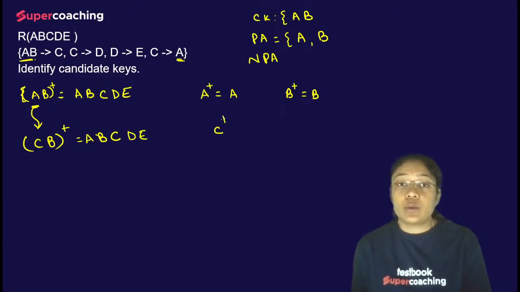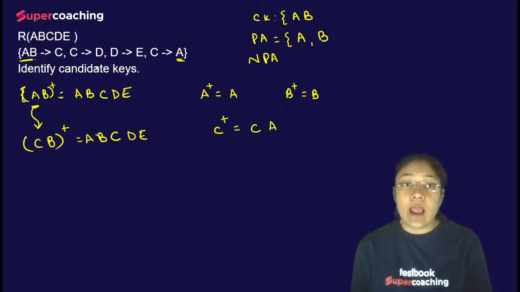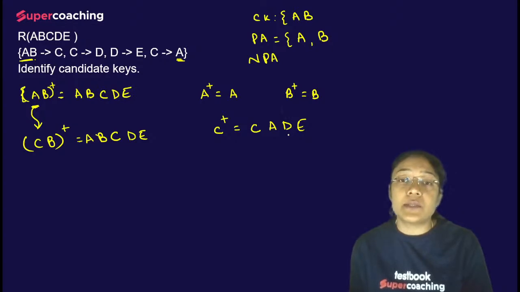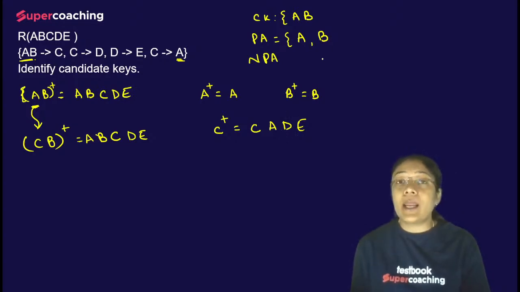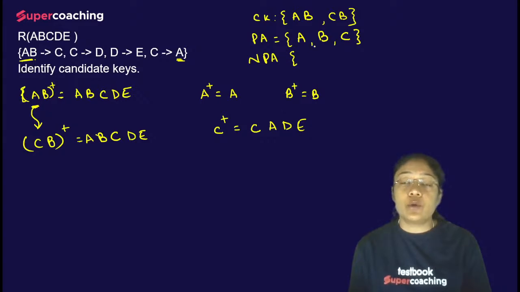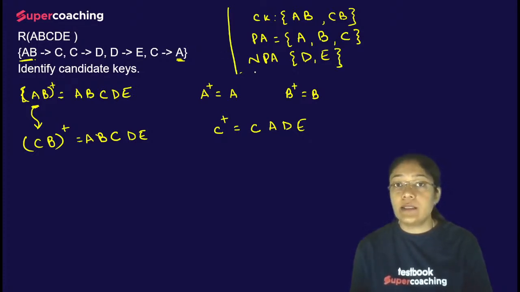Let's find out with C closure. C closure will be C and A, and also determining D, and D is determining E. This is the C closure, but here B is missing, so it's not determining all the attributes. So we can say that CB is another candidate key and C is a key attribute. Non-prime attributes are the remaining attributes of the relation, D and E. So D and E are the non-prime attributes. Make sense?